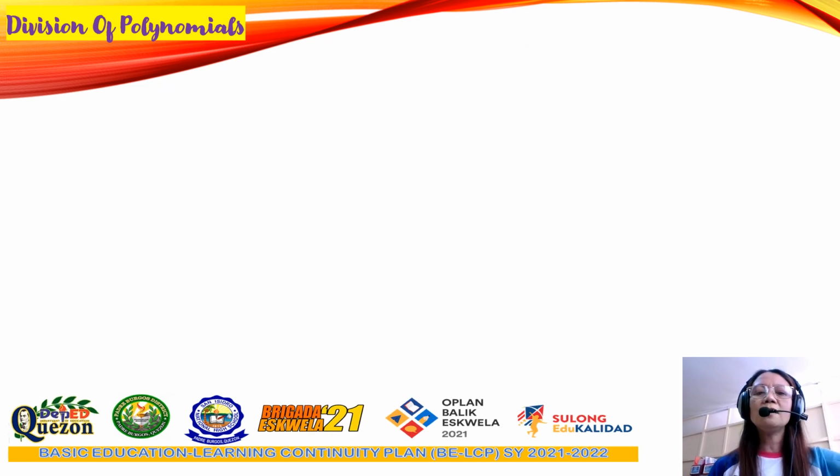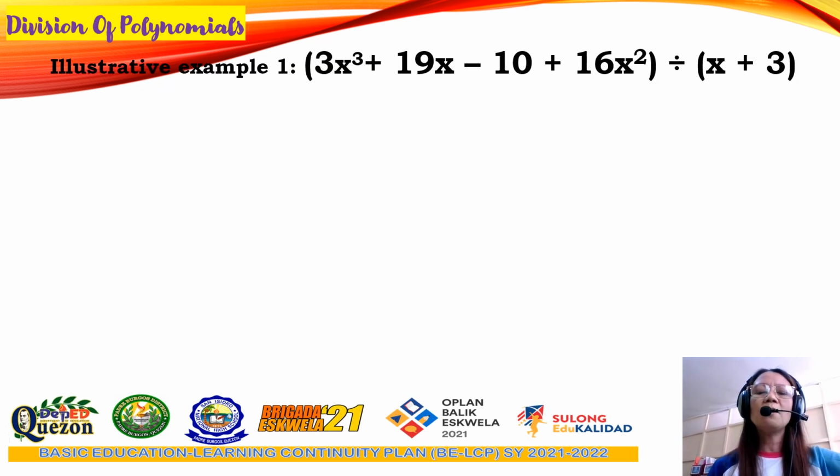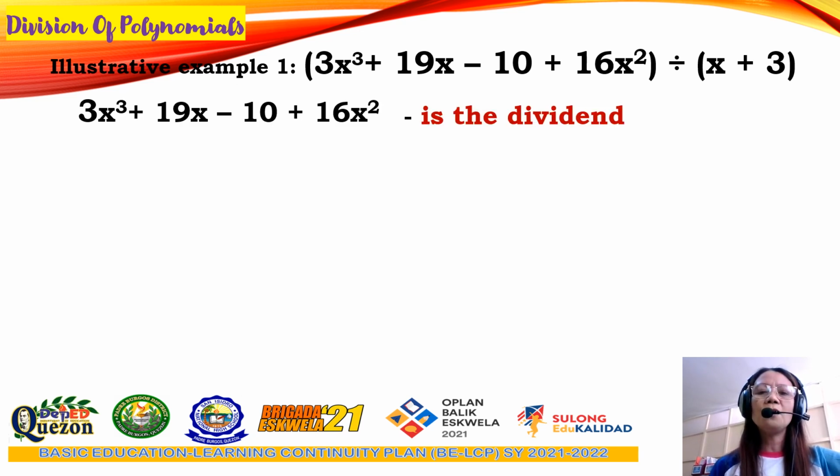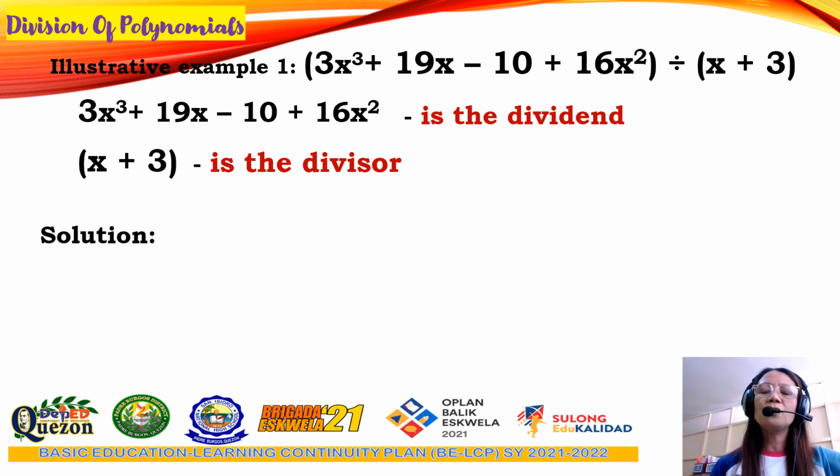Okay, let's take illustrative example number 1 from your module, which is 3x cubed plus 19x minus 10 plus 16x squared divided by x plus 3. So, syempre, identify muna natin ang dividend, which is 3x cubed plus 19x minus 10 plus 16x squared. And then our divisor, x plus 3. So how are we going to solve for the quotient of these polynomials?